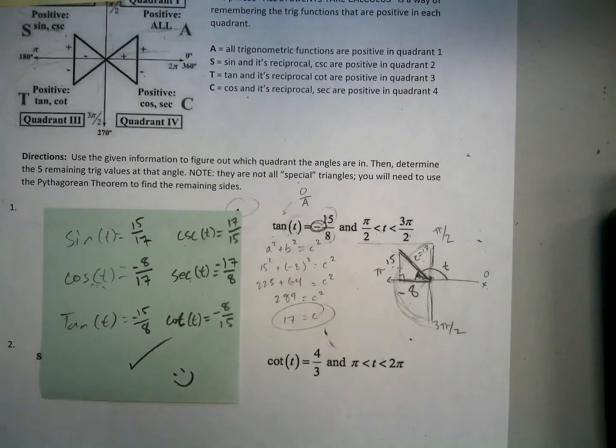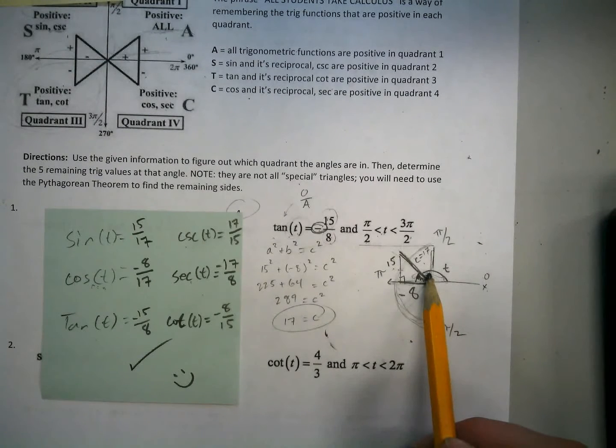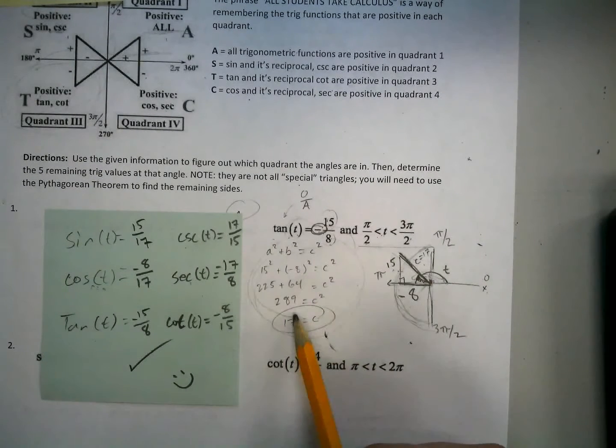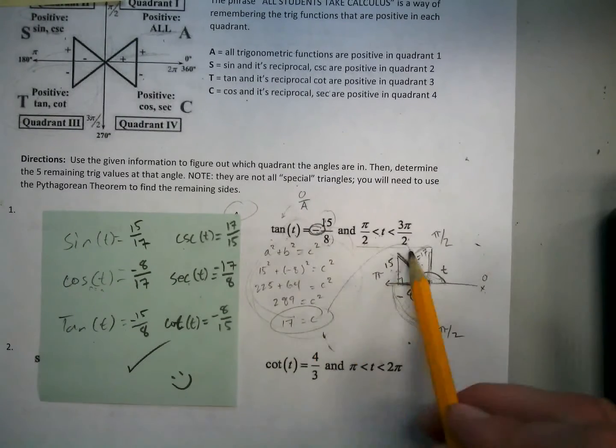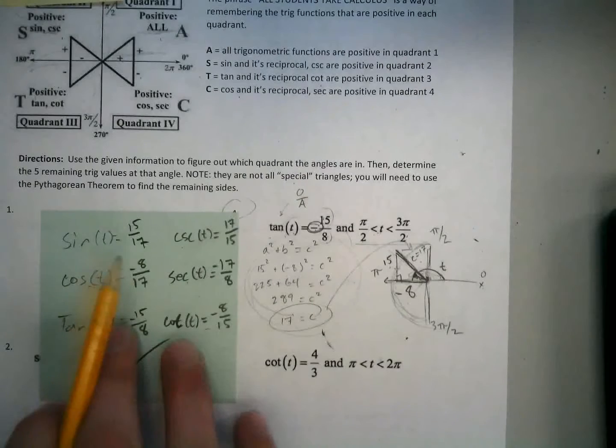So the key steps are: find the quadrant, Pythagorean theorem, label, and then evaluate for your trig functions.